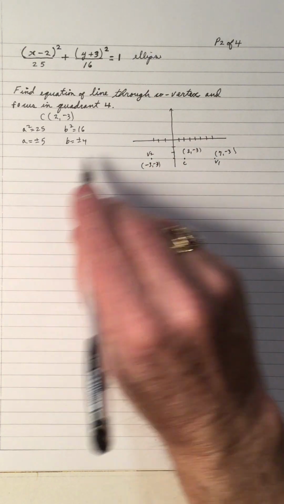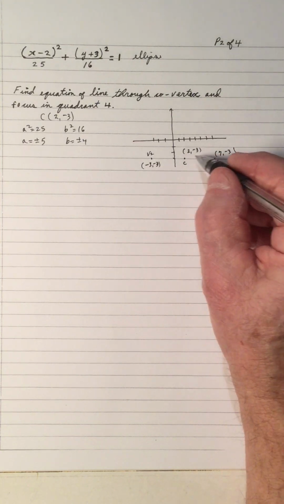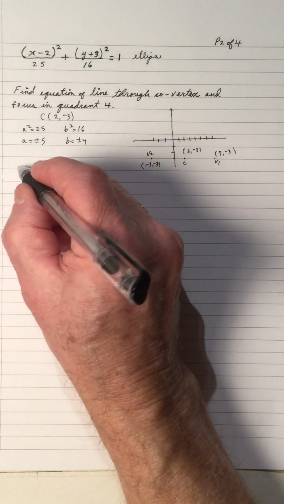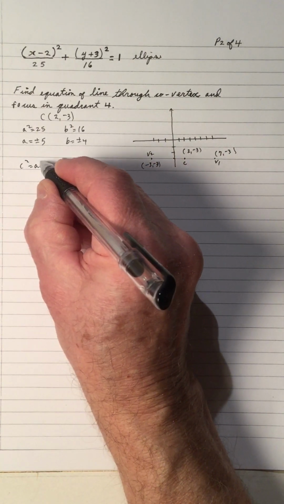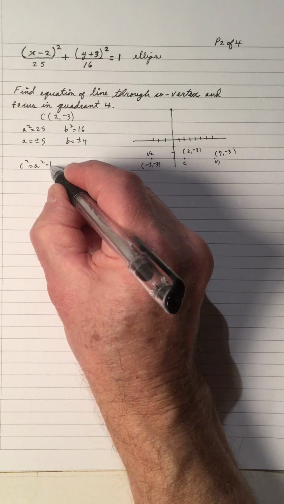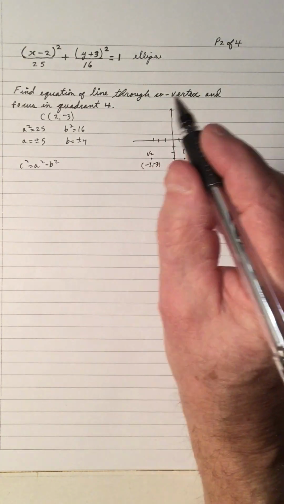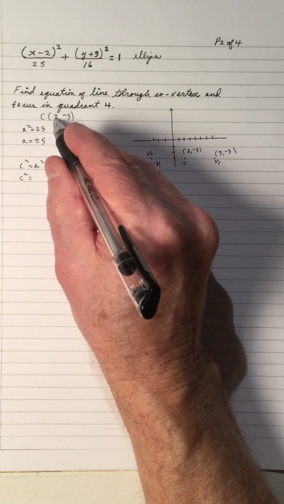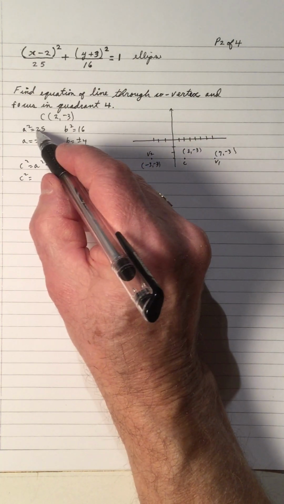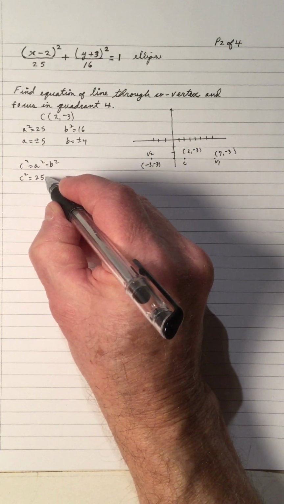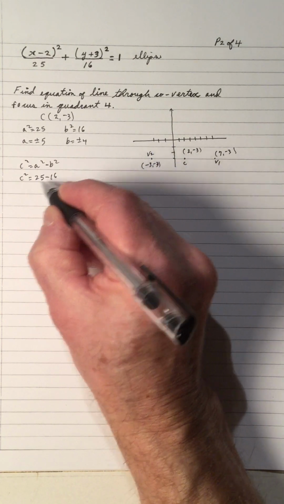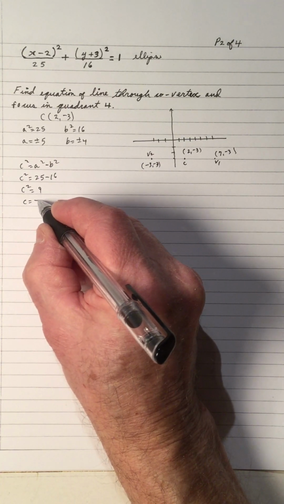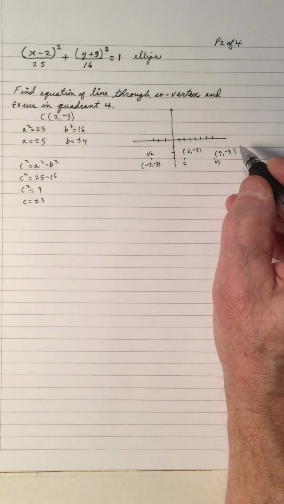And so we have to figure out what the foci are. The vertices are on the major axis, which is horizontal. So we have c squared is equal to a squared minus b squared for an ellipse. A squared in the equation is 25, and b squared is 16. So c squared is 9, so c is plus or minus the square root of 9, which is plus or minus 3.